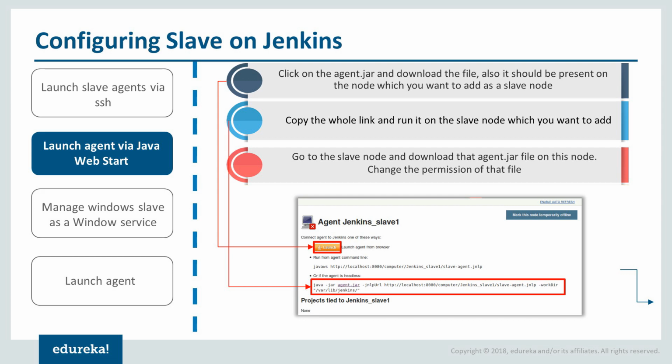By default, this agent is launched via GUI. As you can see here, you need to click on launch, and if the agent is headless, you can use this command as well. If you see at the bottom, you have this option of using JNLP, this full command. You just need to make sure that you are running it from the same folder where you have the agent.jar file saved. That's all you need to do.